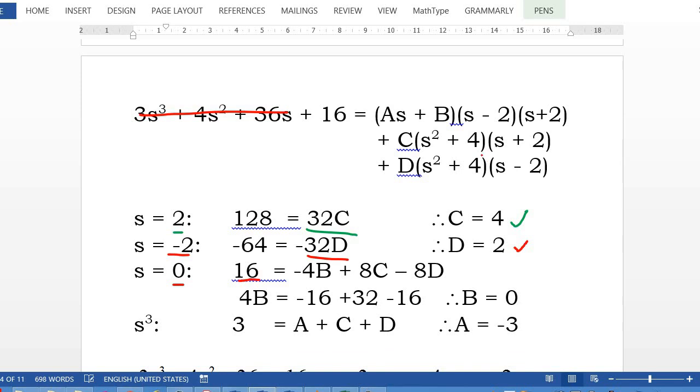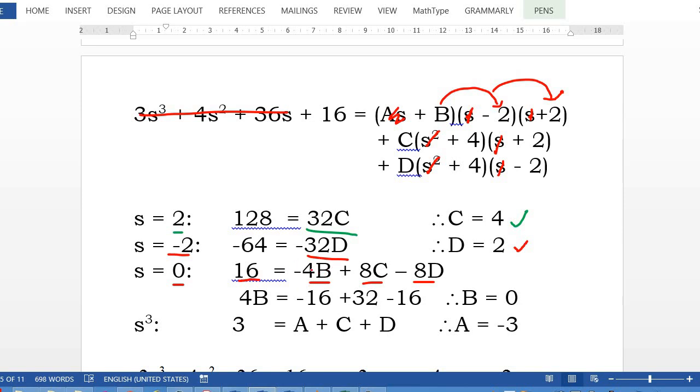Okay, and then the right-hand side, when s is 0, let's look at the last term first. We have d times 4 times negative 2, which is negative 8d. For the c term, s is 0, so c times 4 times 2 means it's 8c. For the first term, s is 0, so this term is gone, this term is gone, this term is gone. Means you have b times negative 2 and then times 2, so the total is negative 4b. So 16 equals negative 4b plus 8c minus 8d.